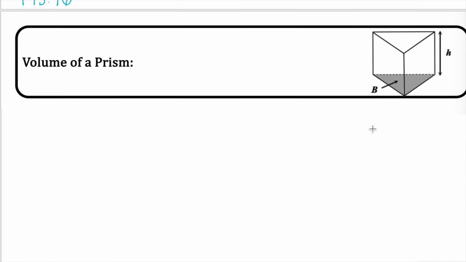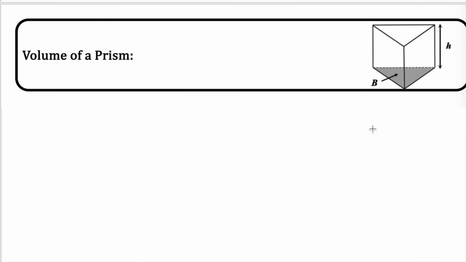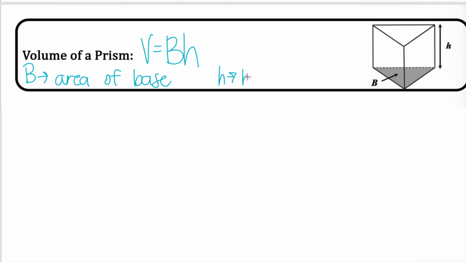Okay. Next part of our notes is volume of a prism. The volume of the prism's formula is pretty easy. It's basic. It's area of the base times height. So big B stands for area of the base, and H is height of the prism. Keep in mind the height of the prism is connecting the two bases, so if my base is a triangle, it's the line that's connecting the two triangles.